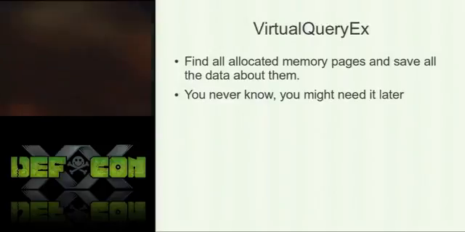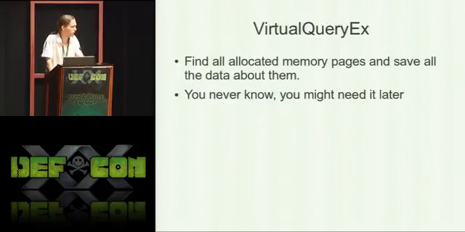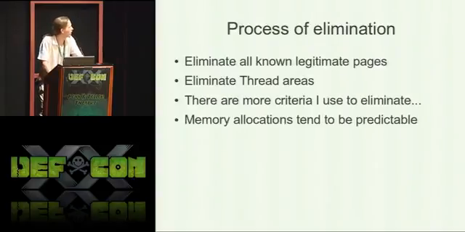So the thing that you need to do this is just VirtualQuery, so that you can find out a bunch of data about just about any memory area of just about any process. You can just save all that. You might need it later. Process of elimination, you're looking to find all your legitimate pages and then eliminate everything that's legitimate and then pick through from there.